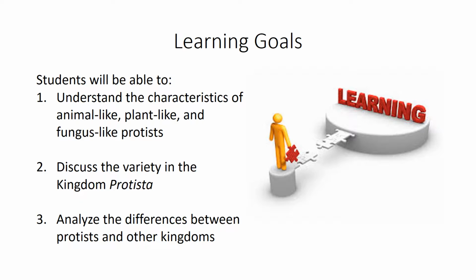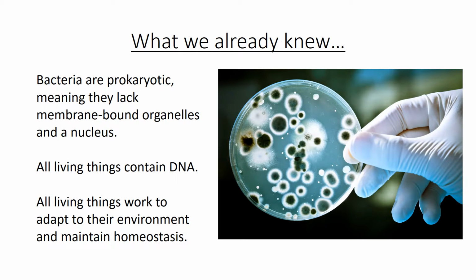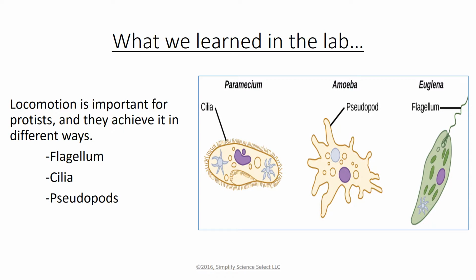We're talking about protists. We're going to discuss the variety in the kingdom Protista. What we already know is the differences between bacteria, which are prokaryotic, meaning they lack membrane-bound organelles and a nucleus. They're so small they don't need that level of organization. We already knew that all living things contain DNA, or some kind of genetic material, a nucleic acid, and that all living things work to adapt to their environment and maintain homeostasis. In the lab, we looked at locomotion of different kinds of protists, how they're able to move around, how they achieve it in different ways.